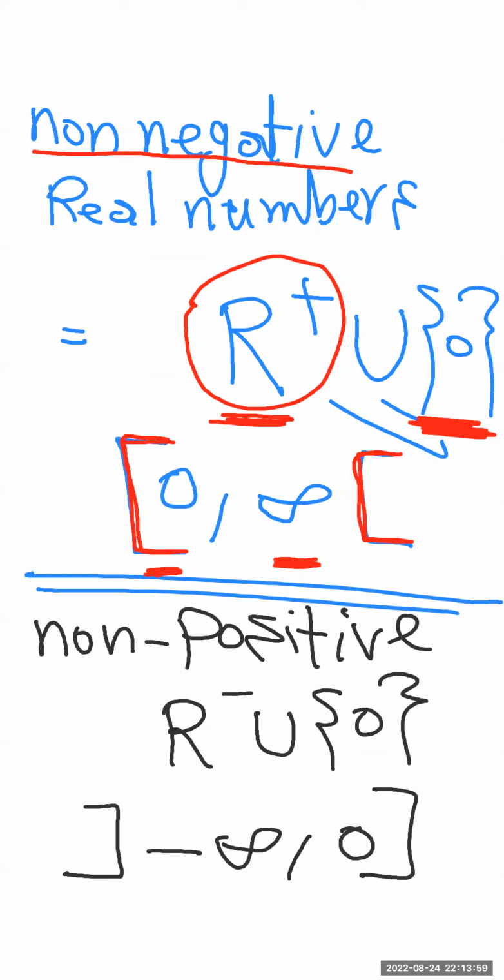Then the next one is the non-positive. Non-positive means negative. Only negative? No. Negative in addition to 0, because 0, as we said, is non-positive and non-negative. So 0 exists in the two sets. Non-negative numbers, non-positive numbers, 0 exists. So here also union 0.